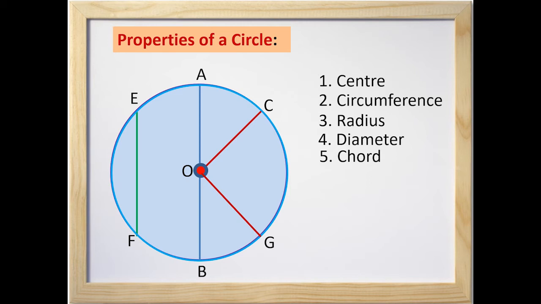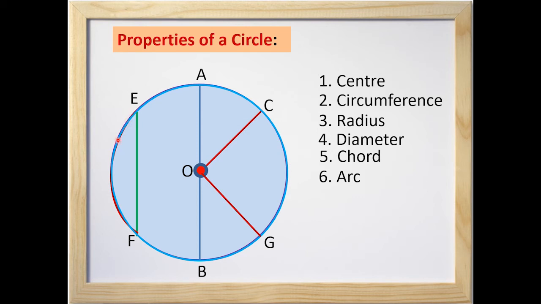The next point which we are going to learn is called the arc of the circle. Now, what is an arc? Arc is a part of the circumference. Did you all understand? An arc is a part of the circle or the circumference of the circle.